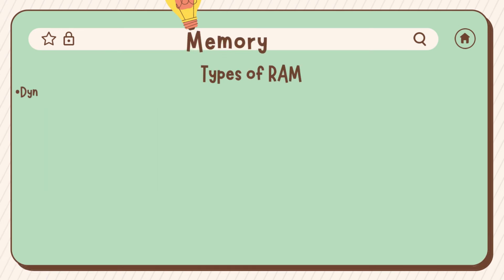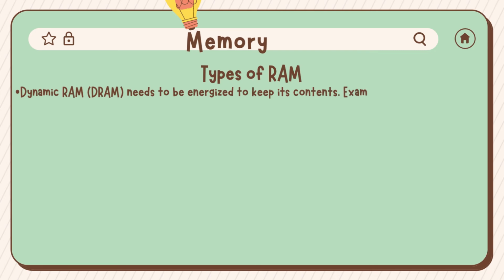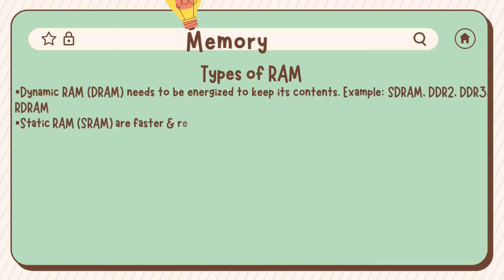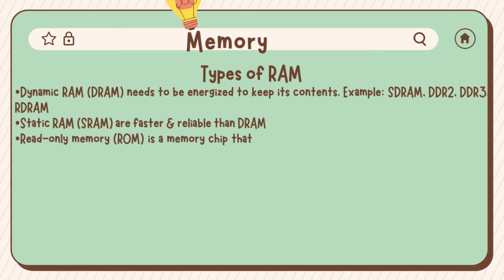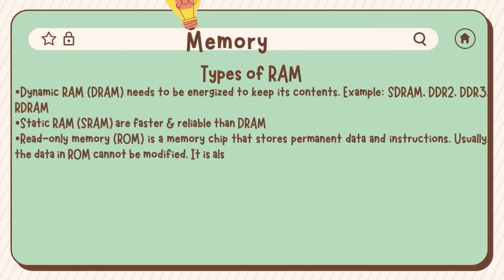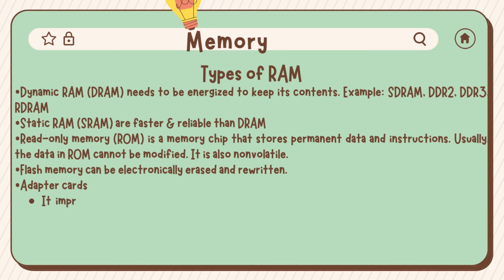Types of RAM. First, dynamic RAM: DRAM needs to be energized to keep its contents. Examples are SDRAM, DDR2, DDR3, or DRAM. Second, static RAM, SRAM, is faster and more reliable than DRAM. Read-only memory, ROM, is a memory chip that stores permanent data and instructions. Usually the data in ROM cannot be modified. It is also non-volatile. Flash memory can be electronically erased and rewritten.